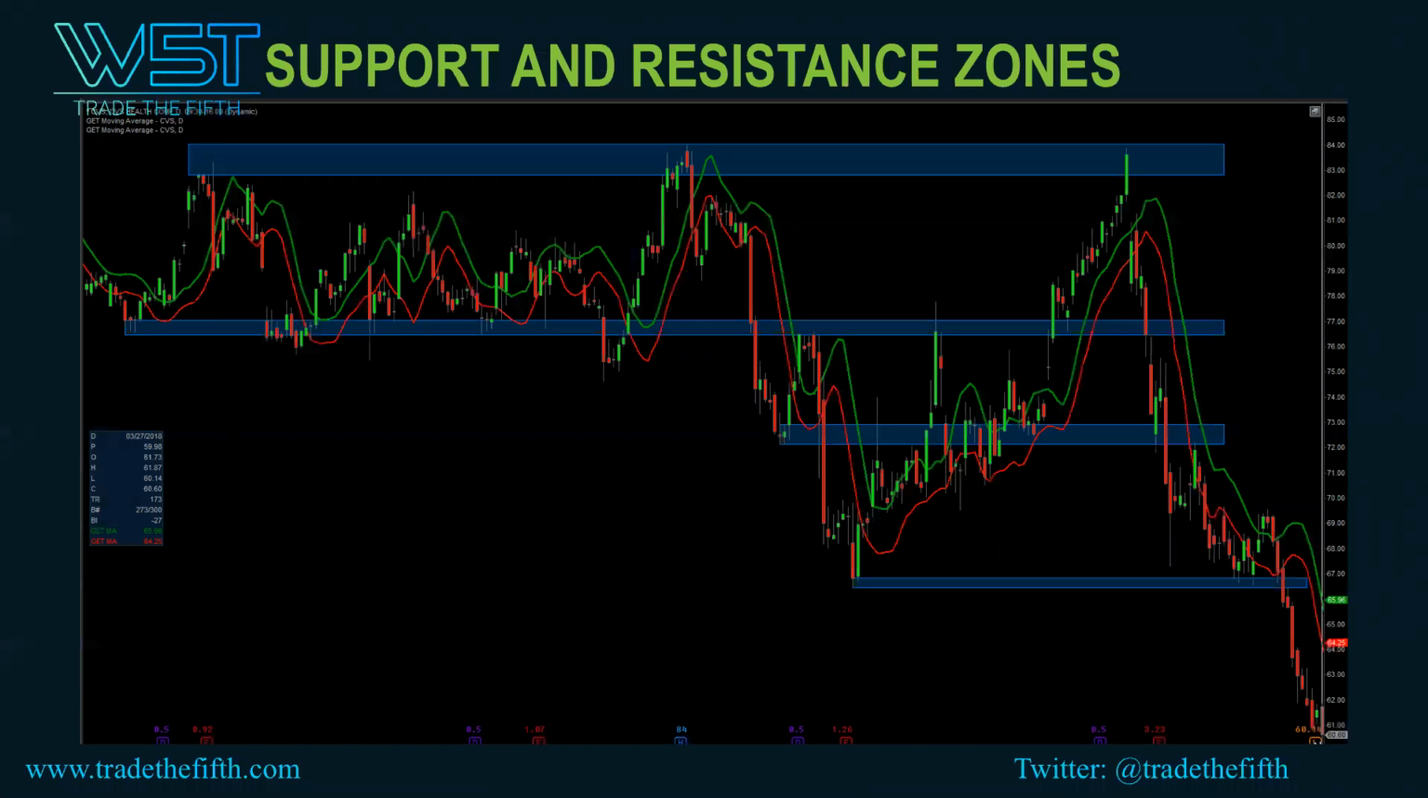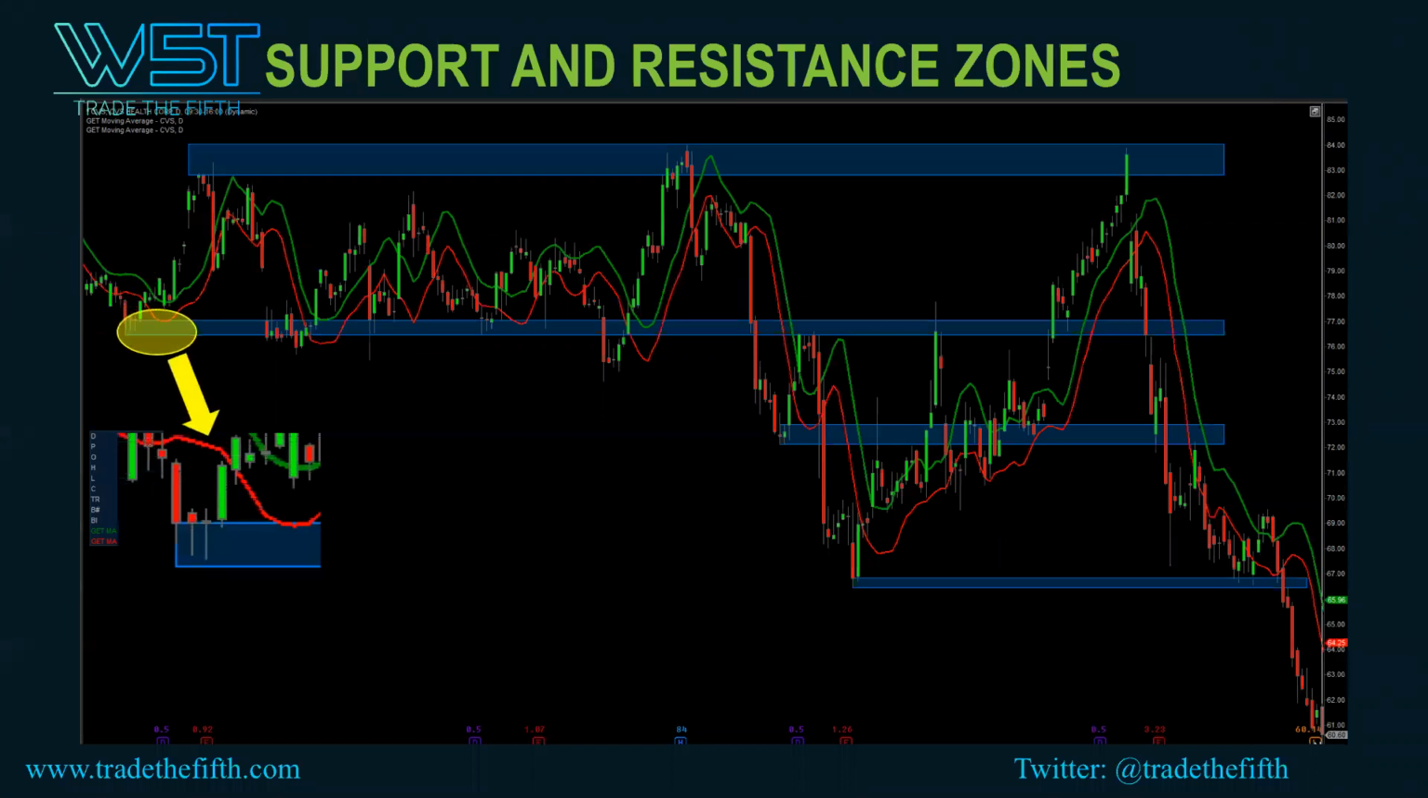Support and resistance zones. We're going to talk this afternoon about how to draw them. But at this moment, I've just put them on there to highlight what a support and resistance zone looks like. Remember, we don't talk about price levels. They may be pretty close, but they're not all the same rejection points, are they?